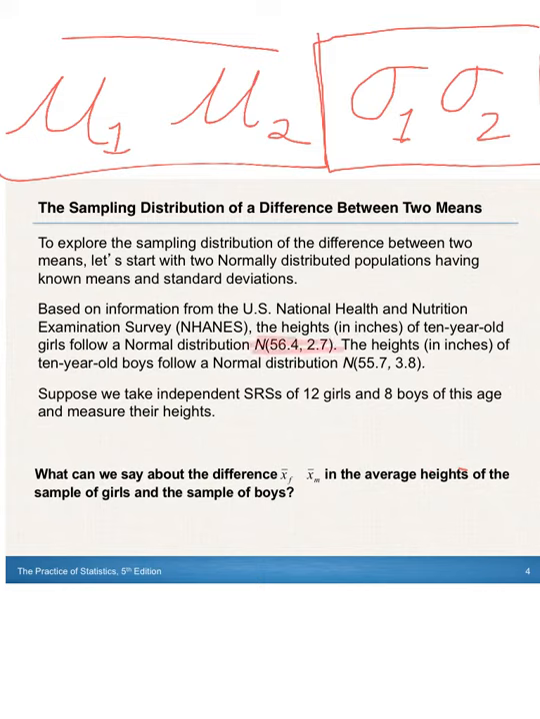Remember, when we put the N in front of it, that means that the population is normal, whatever population we're talking about. And then the first number is your mean, the second number is your standard deviation. So girls, it's a normal distribution of 56.4 and a standard deviation of 2.7. And for boys, it's 55.7 and 3.8. We're going to compare these known mu1 and mu2 and the known standard deviations 2.7 and 3.8 against an SRS of 12 girls and 8 boys. So we can look at the difference between sampling distributions of known parameters and the statistics, etc.